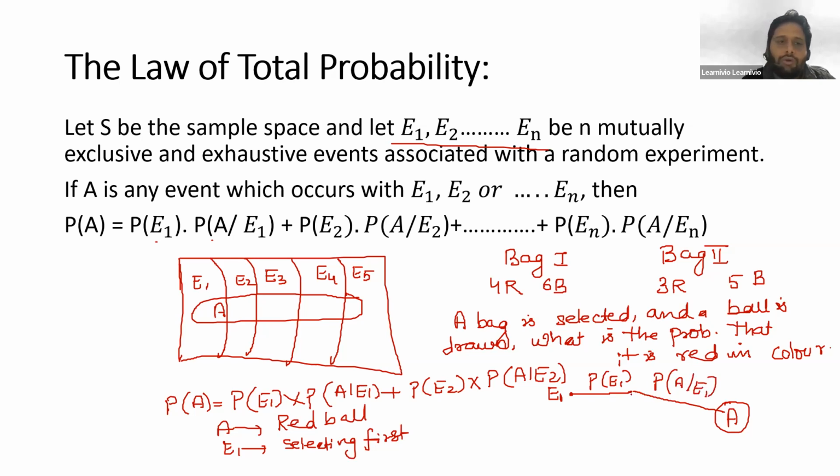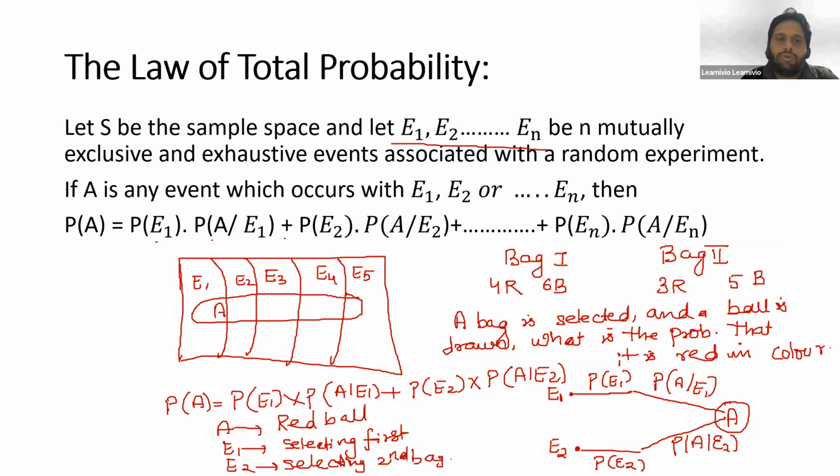So you need to write all the options. What is the other option? You have to select the second bag, E2. You will calculate its probability P(E2). Then from the second bag, you will select a ball. So we will find the probability of A, the probability of getting a red ball from the second bag. So E2 is selecting the second bag.